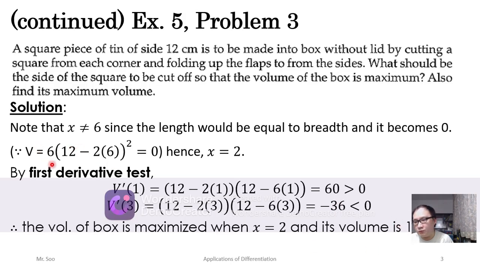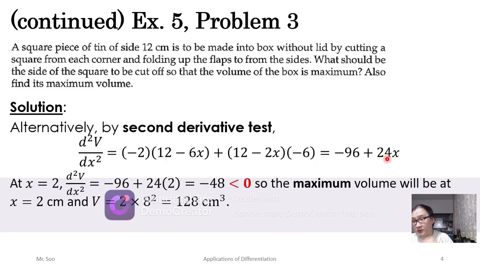This 128, you just sub into here. Because our volume of box expression is x times (12 minus 2x) squared, you just substitute x equals 2 here. So 2 times 2, 4. 12 minus 4, 8. 8 squared is 64. 64 times 2, 128. So the volume is 128 cm cube, not meter cube.